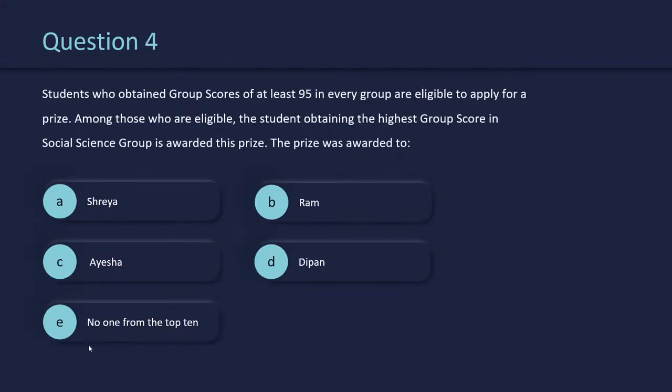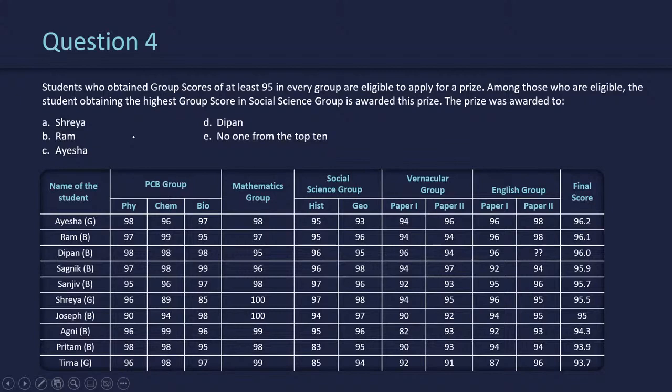Okay. Next. Students who obtain group scores of at least 95 in every group are eligible to apply for a prize. हर ग्रुप में कम से कम 95 का ग्रुप स्कोर आना चाहिए. Among those who are eligible, the student obtaining the highest group score in the social science group is awarded this prize further. So the prize was awarded to whom? Since we have an option which says no one from top 10, तो हमें वो भी चेक करना पड़ेगा. So पहला कंडीशन है ग्रुप स्कोर ऑफ एटलीस्ट 95 इन एवरी ग्रुप. तो एक एक करके चेक करते हैं.